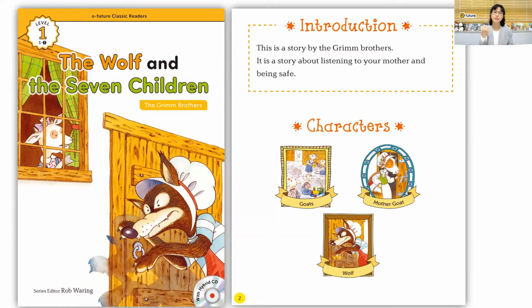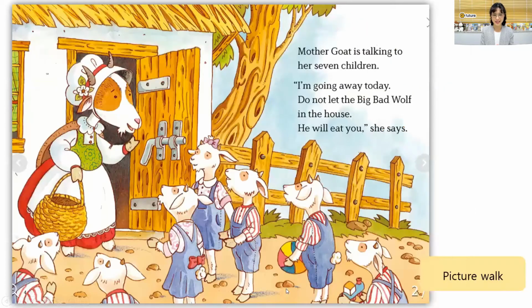Okay, so Aesop's fables have messages, right? The lessons that we can learn from the stories. There's always a message, right? We can learn something after reading the story. Okay, so this is the message. Listening to your mother and being safe, right? And we have characters, goats, mother goat, and the wolf. Okay, yeah, it looks very interesting, right?